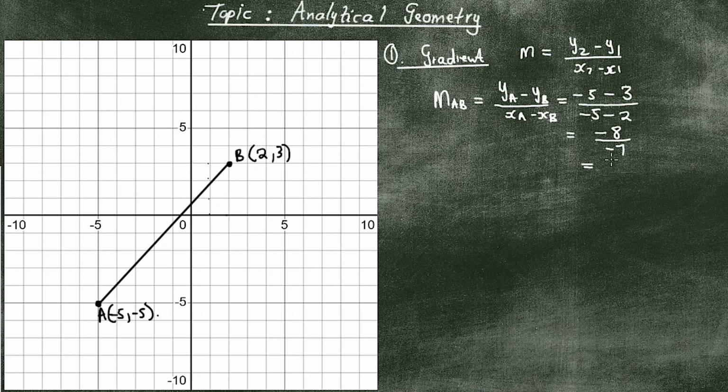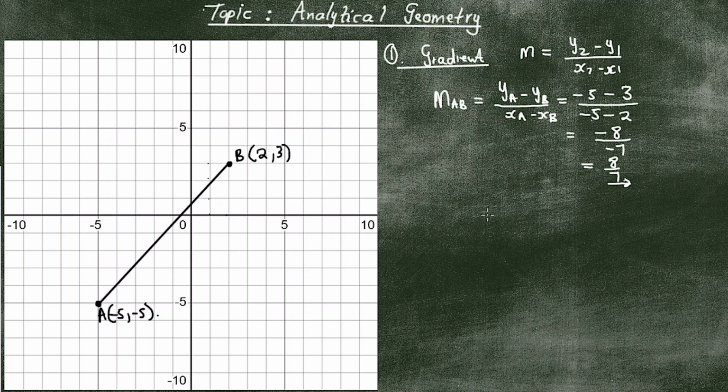So dividing this gives us what? 8 over 7. We have got the gradient being positive, right? Positive. Okay, so this is how we calculate the gradient between 2 points. But let me make some comments around gradient, right?